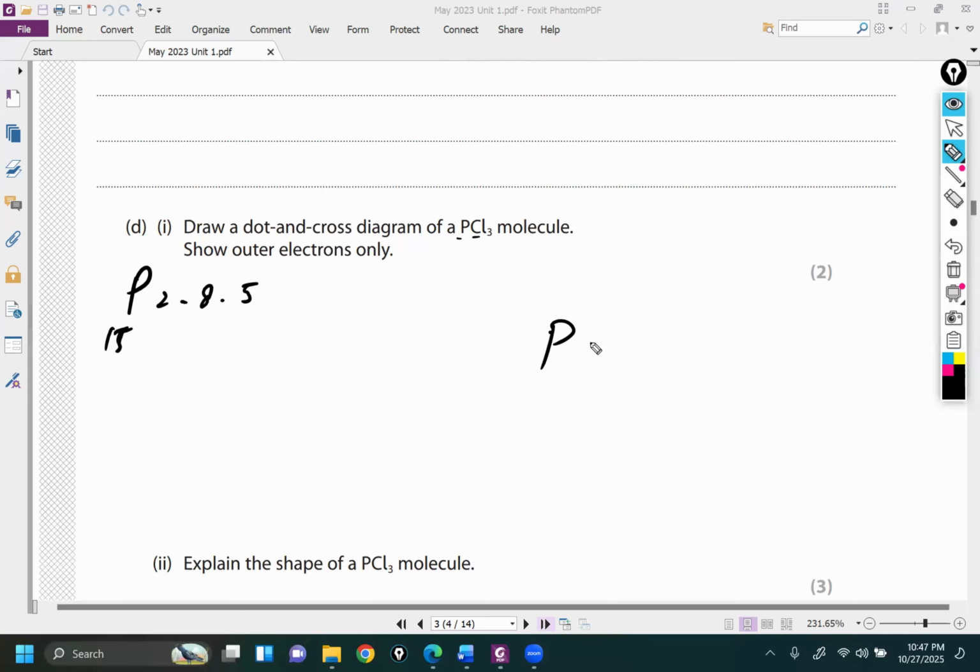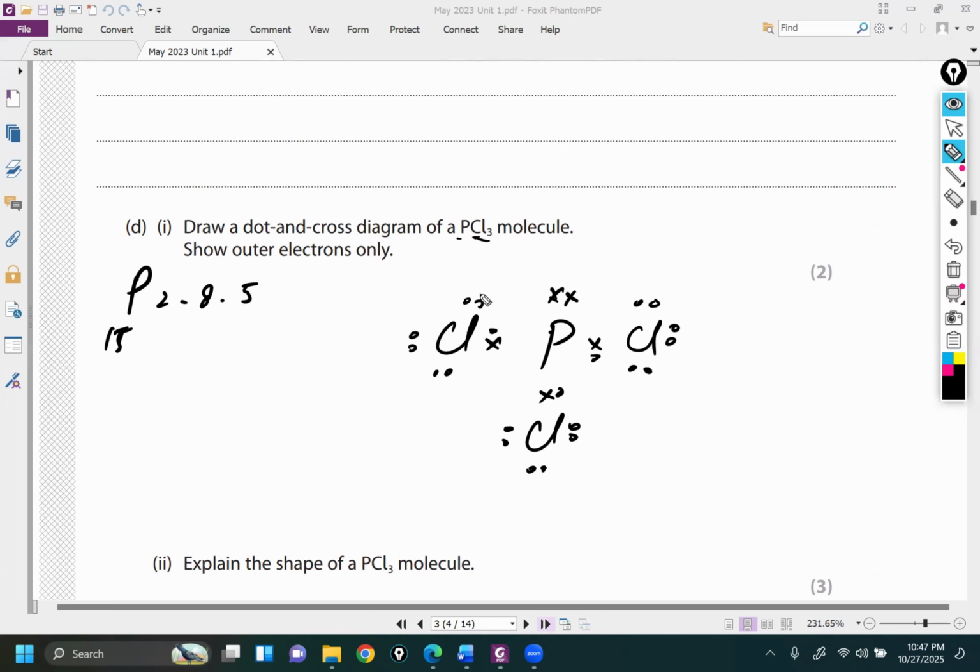So 1, 2, 3, 4. Now we have the fifth electron, so this will be a pair. There are 3 chlorines, and each chlorine is in group 7, so they have 7 electrons. So 1, 2, 3, 4, 5, 6, 7. Another one: 1, 2, 3, 4, 5, 6, 7. And this is the third one: 1, 2, 3, 4, 5, 6, 7. So you will get the dot and cross model.